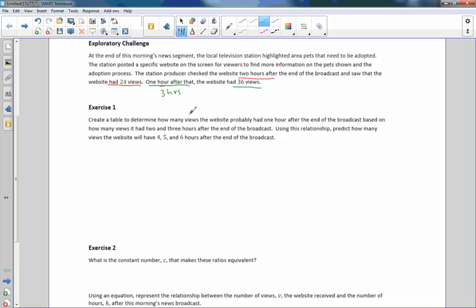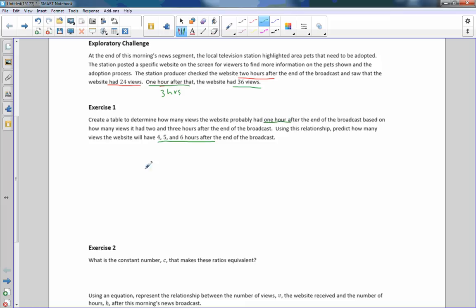Create a table to determine how many views the website probably had 1 hour after the end of the broadcast based on how many views it had 2 and 3 hours after the end of the broadcast. So they want us to use this given information to determine how many they thought they should have had after 1 hour, and then continue and predict how many views the website will have 4, 5, and 6 hours later. So I want to find 1 hour, 4, 5, 6. We already know 2 and 3.